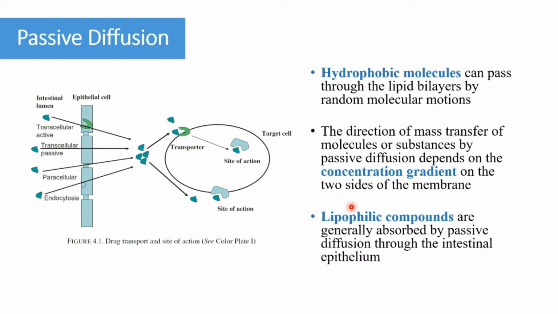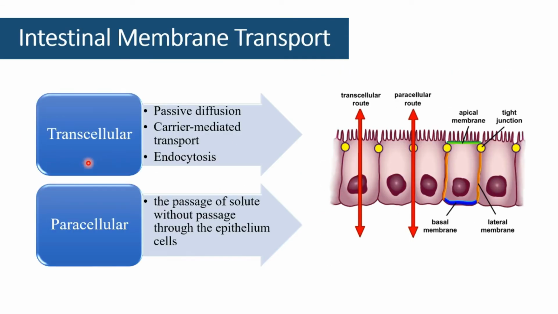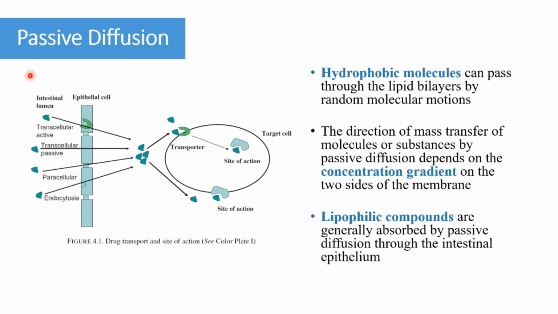The first here is passive diffusion. Passive diffusion, as we can see, is part of transcellular transport. For passive diffusion, we can see the intestinal lumen here, this is the membrane, and this is the drug going to the blood circulation, and this is the cells that receive the drug. Here is transcellular active, transcellular passive, paracellular, and endocytosis. So these are some parts of the membrane transport.